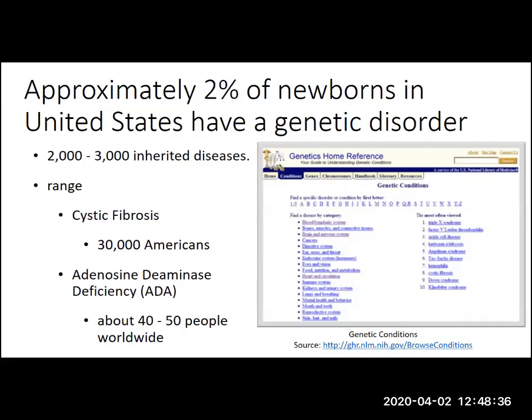Some of these are more complicated, and there are cross traits or cross characteristics caused by multiple genetic disorders. Sometimes individuals have one, sometimes individuals have multiples of these genetic disorders. Some examples, which we'll talk about a little bit within today's lecture, are things like cystic fibrosis, which affects about 30,000 Americans, and adenosine deaminase deficiency, ADA, which affects about 40 to 50 people worldwide. So again, you can see the range of individuals that are affected by specific types of genetic disorders.